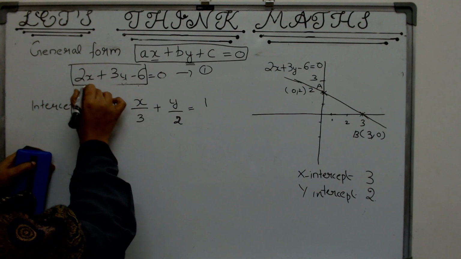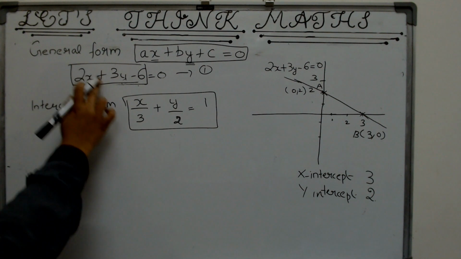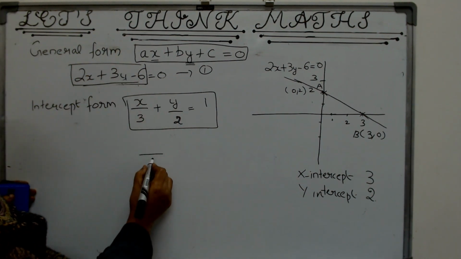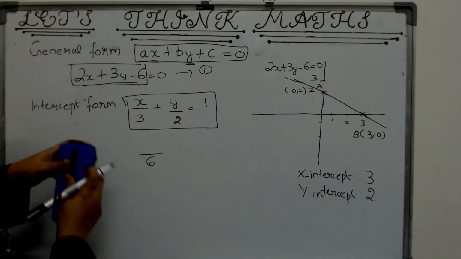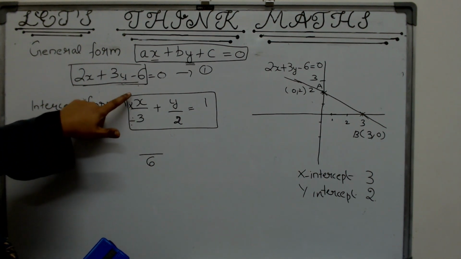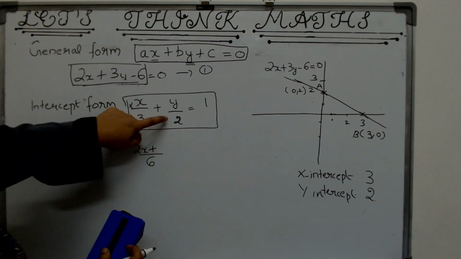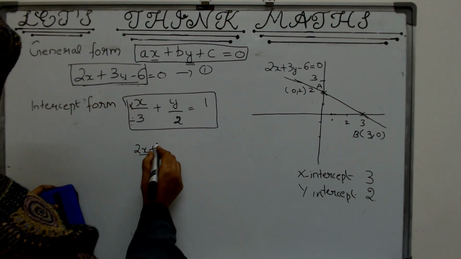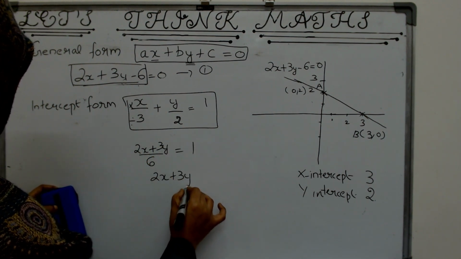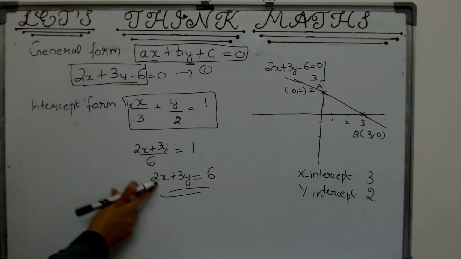This is our general form. This is our intercept form. How do we come from here to here? Let us first go from this place to this place. 3 and 2, what is the LCM? 6. 6 divided by 3 is 2. 2 into x is 2x, plus 6 divided by 2 is 3, 3 into y is 3y, is equal to 1. Cross multiply: 2x plus 3y. You started with your intercept form and you have got your general form.